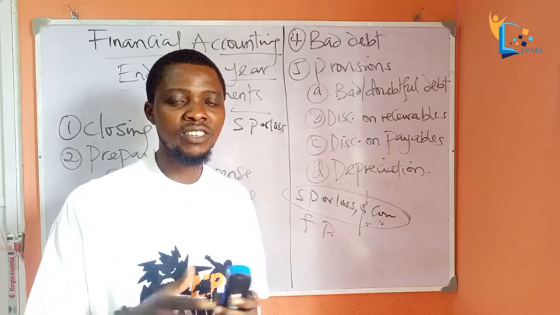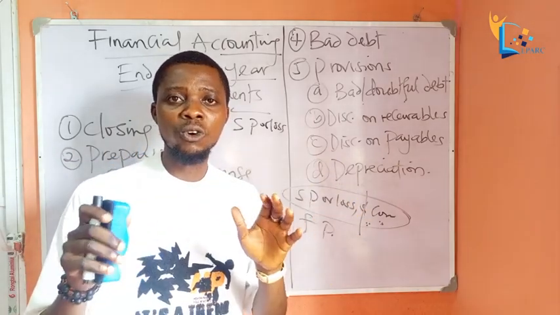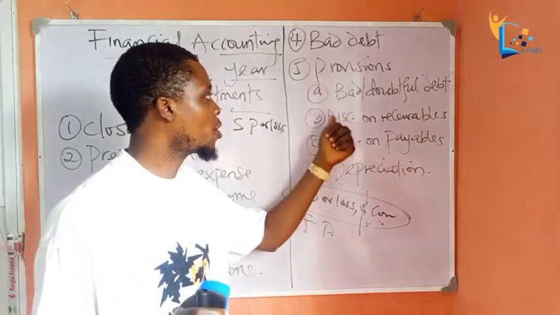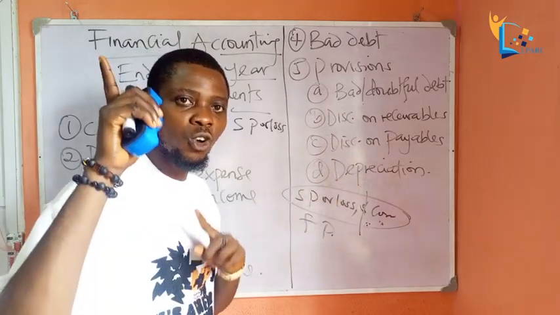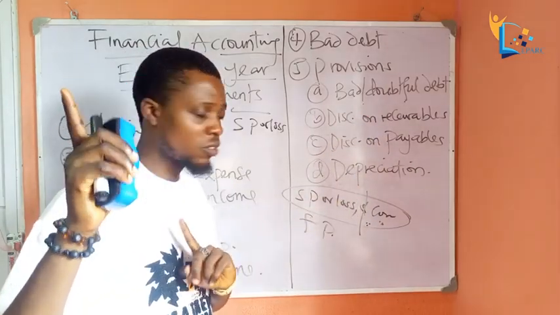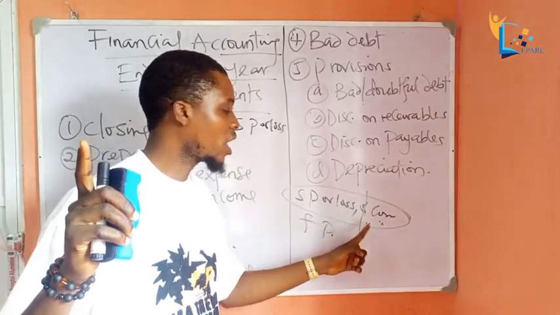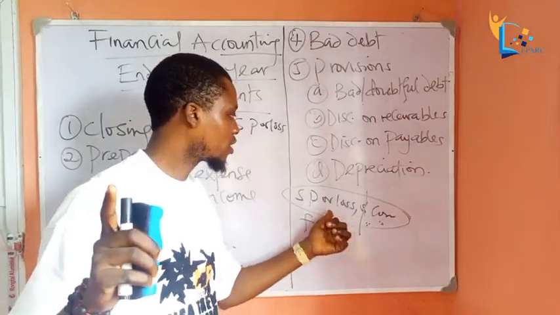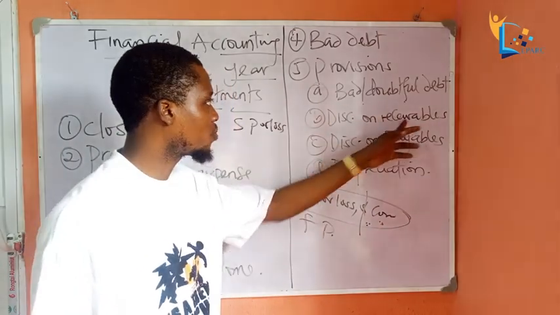You allow for it so that your figures in your statement of financial position are going to be accurate. So when you make provisions for it, it's going to affect your debtors account in the financial position, and it's going to appear under expense in your statement of profit or loss account. It's going to be an expense. That is provision for discount on receivable.